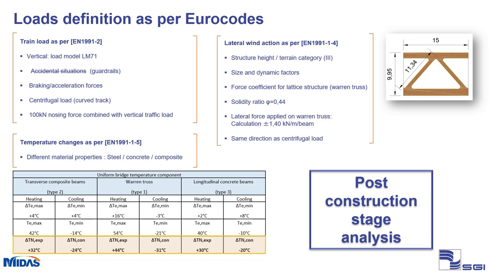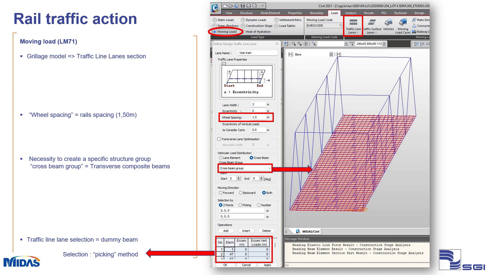Concerning traffic load, a specific method is used for the grillage deck model. On the moving load tab, we need to select traffic line lane cell. The only transverse distribution is set with wheel spacing. Here, we indicate the rail spacing of 1.5 m. The moving load will be distributed on transverse composite beams. These composite beams need to be included in a cross-beam group that will be chosen for vehicular load distribution. About traffic line lane selection, we will pick beam elements that constitute the demi-beam.